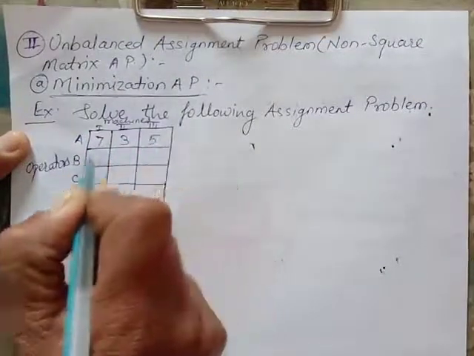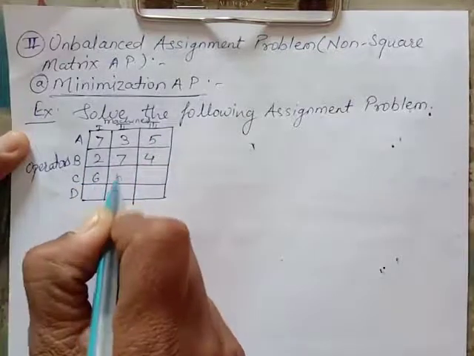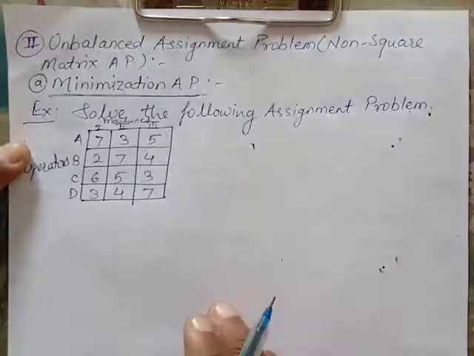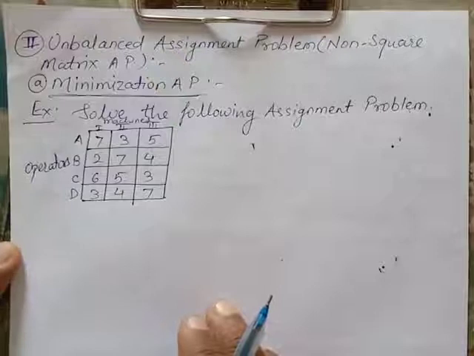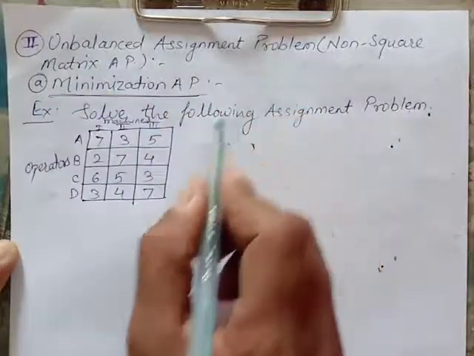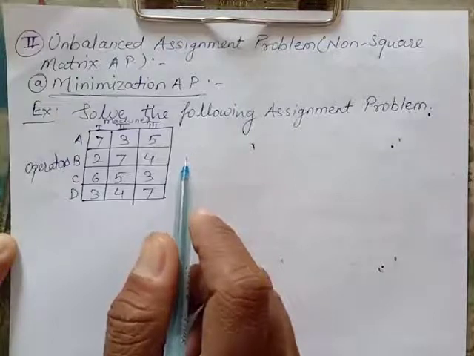735, 274, 653, 347. Now in starting of this chapter assignment problem, I had already taught you that if it will be an unbalanced assignment problem, then you have to add either a dummy row or a dummy column with cost 0.